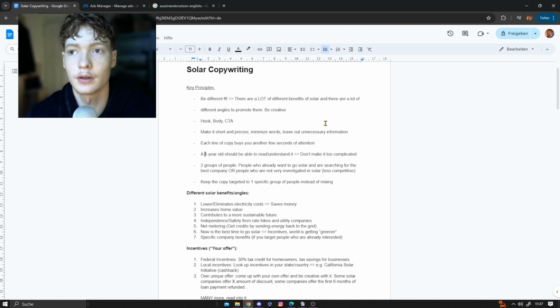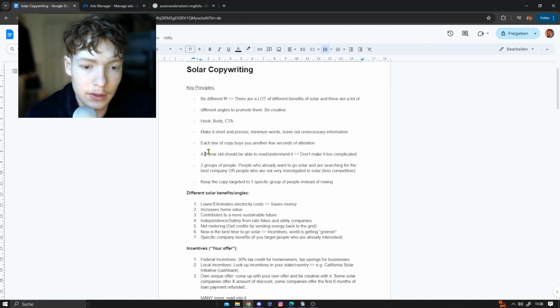When you write your copy, keep in mind that you make it very understandable. Don't use too many fancy words trying to sound smart, or too many industry specific words like net metering, because nobody knows what that is if they are not investigated into the topic of solar. So try to make it so that a 5-year-old could read it. Very simple words, very simple sentence structures, not too long sentences, just to the point and very simple to read.